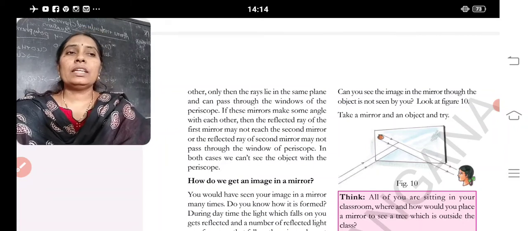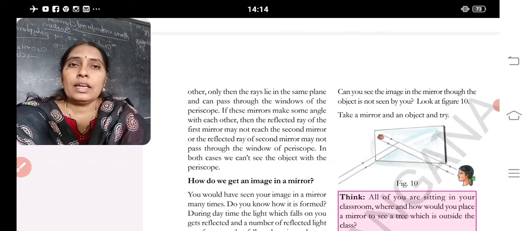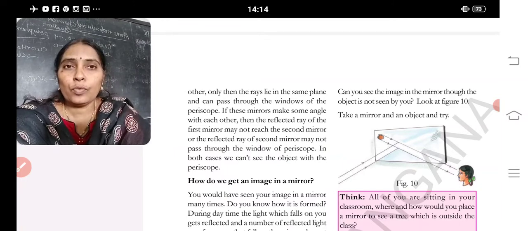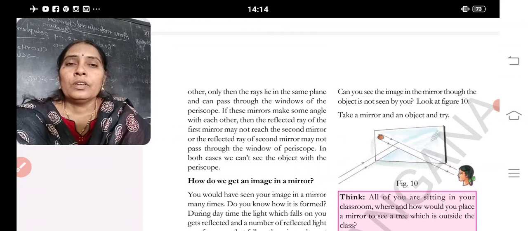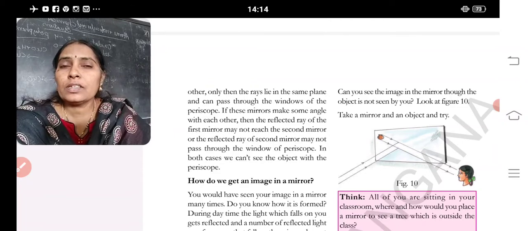So how will we get the image? They should be parallel to each other, then only we will get the image. In the activity, we are asked to take a mirror and place it on the floor, and on the other sides of the mirror, ask your friends to stand in the positions of A, B, C, D, the four corners. What happens? The person standing near A can see the image of C, and C can see the image of A. But when B moves aside, A cannot see the image.